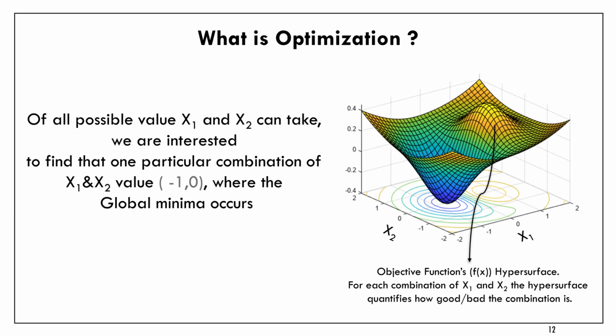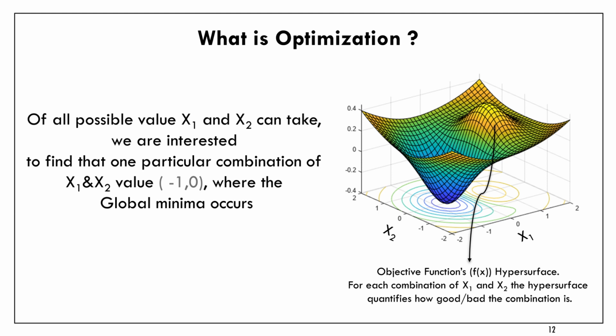If you look closely in the xy plane, the range is fixed from -2 to 2. This is the lower bound and the upper bound vector. The xy plane at the bottom defines the feasible region for this particular example. Now the question of optimization boils down to the following statement. Of all possible values x1 and x2 can take, we are interested to find that one particular combination of x1 and x2 where the global minimum occurs. That is, give me the vector x which has the least cost.